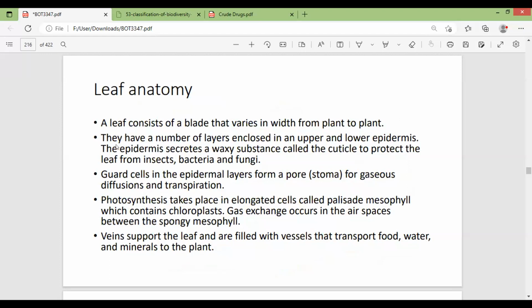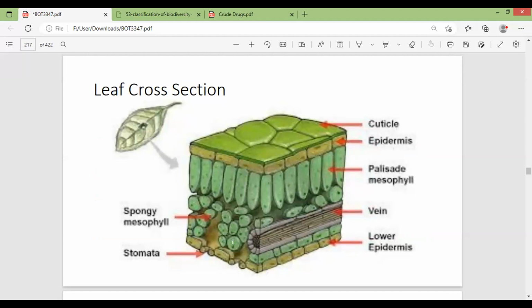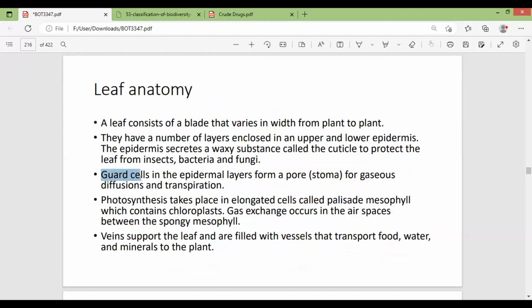This is what I wanted to call the cuticle, which protects the leaf from bacteria and fungi. Then the stomata. What controls the opening and the closing of the stomata is called the guard cells. Remember that water loss through the stomata, we're calling it transpiration. So you can say guard cells play a huge role in transpiration.